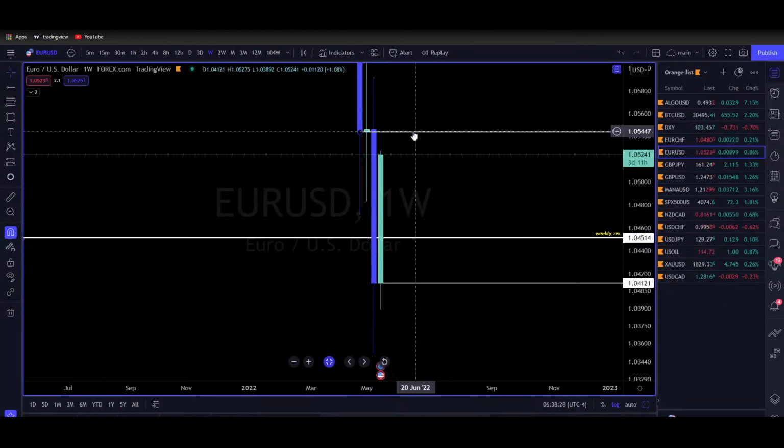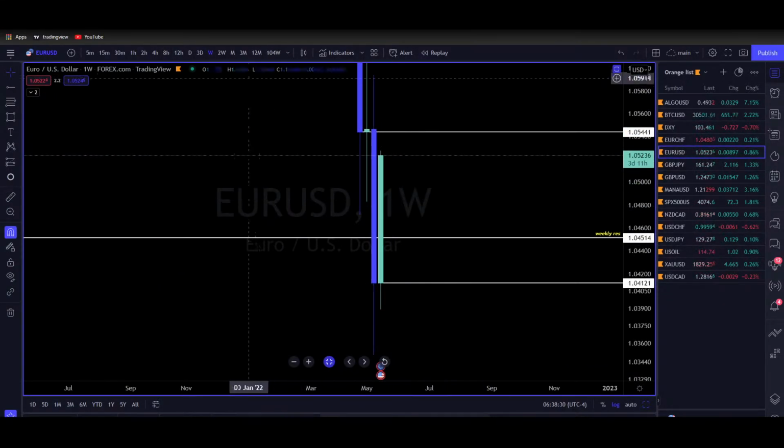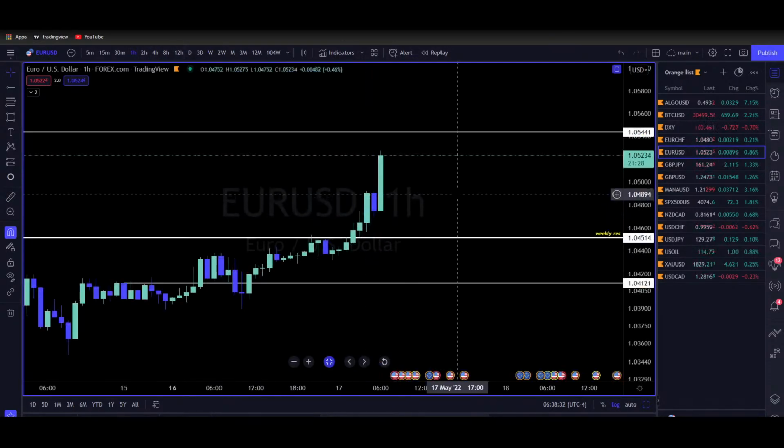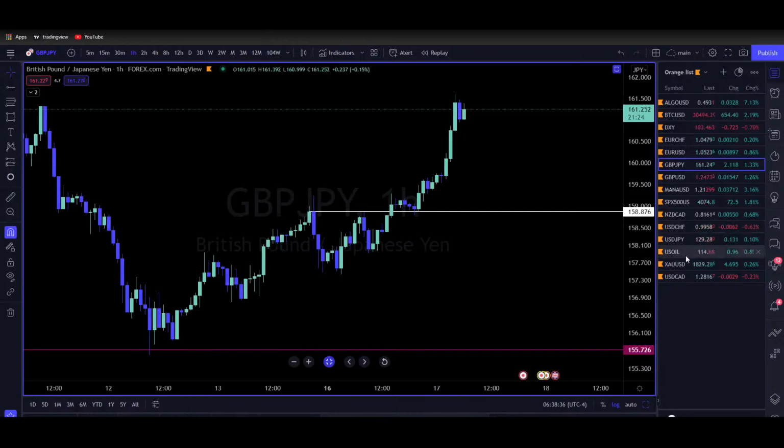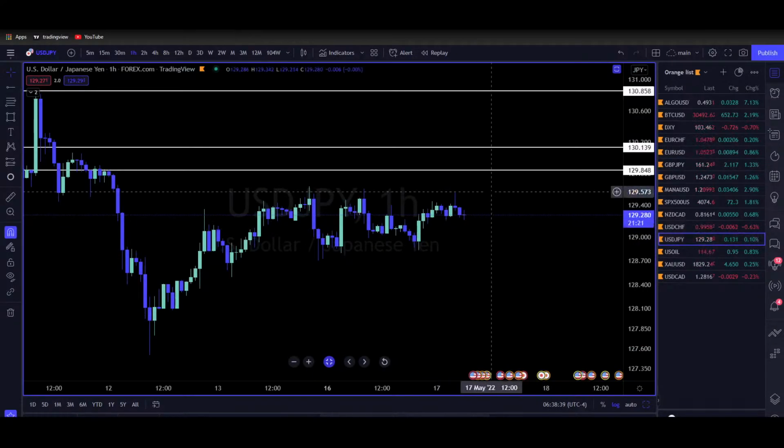Euro's got room to go. That's a weekly there. So if we get a pullback around 9 o'clock on the Euro, which no, I won't. It's already massively extended. We'll find the trade if there is one to have. USD JPY.